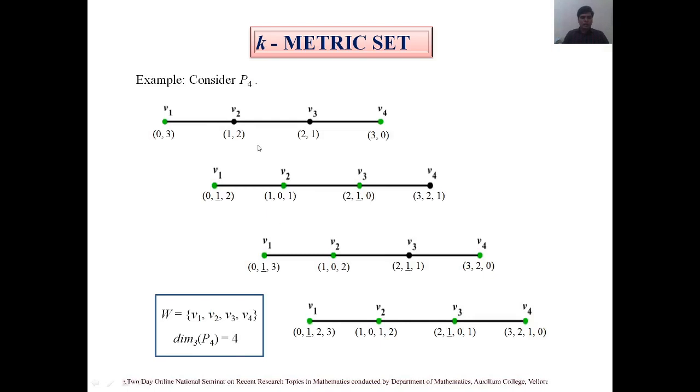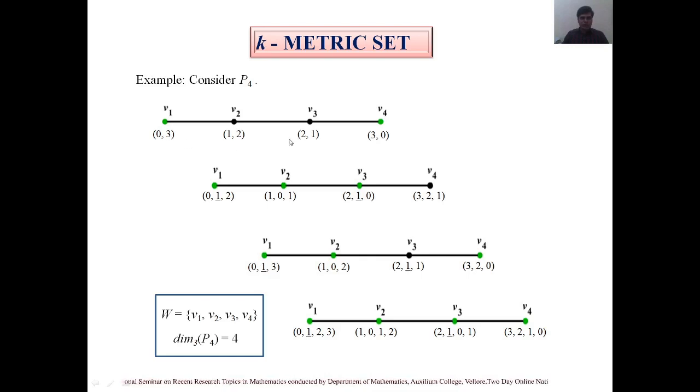Let me consider another graph P4 so that you can understand in a better way. We know that for P4 the metric dimension is 1, and I am going to find k metric dimension for P4. For that purpose the set W contains V1 and V4. Now when I find the representation, I have found that in all the representations, in two places there is a variation.